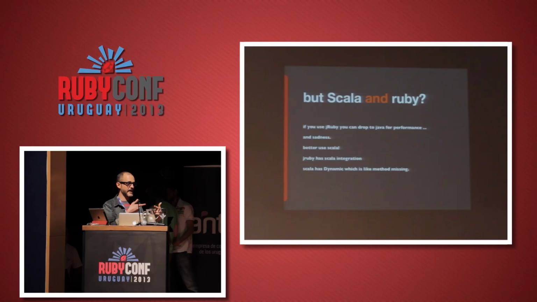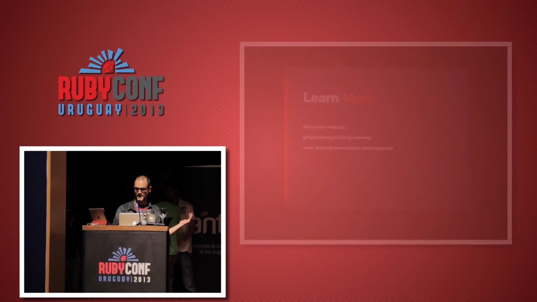And Scala has a Dynamic which enables you to do method missing. So you can go to a dynamic environment and you can respond to nonexistent methods. So not much more to say because I have a second left.